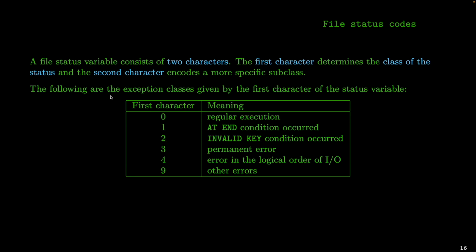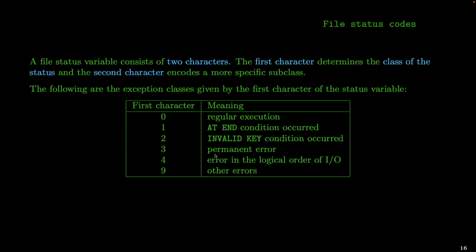Now the first character, the general class, can have the following values with the following meanings. If it's 0, then nothing bad happens, so it was just a regular execution of the file operation. That's good. If the value is 1, then the at-end condition occurred, the same as when the AT END clause in a read command would get triggered. If the value is 2, then an invalid key condition has occurred. If the value is 3, then a so-called permanent error has occurred.